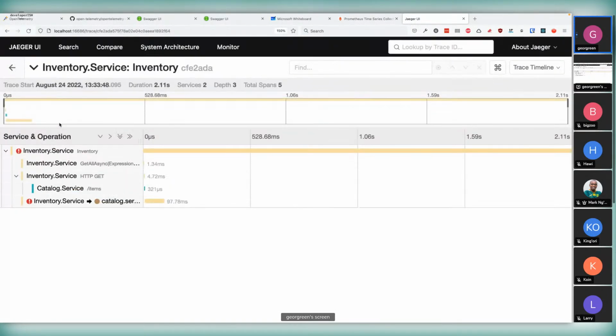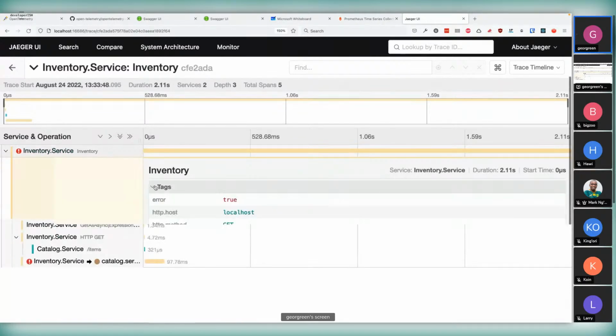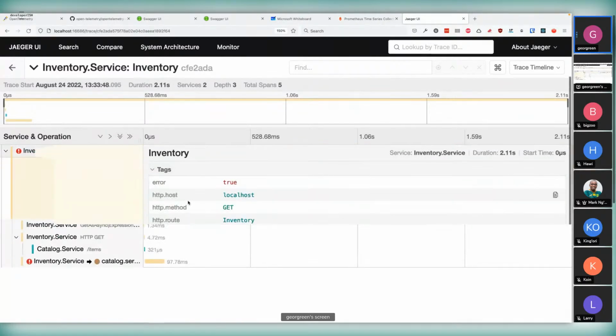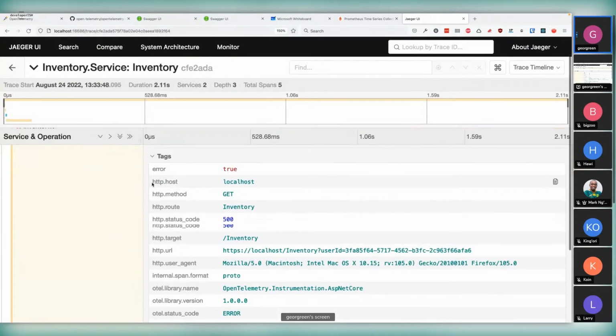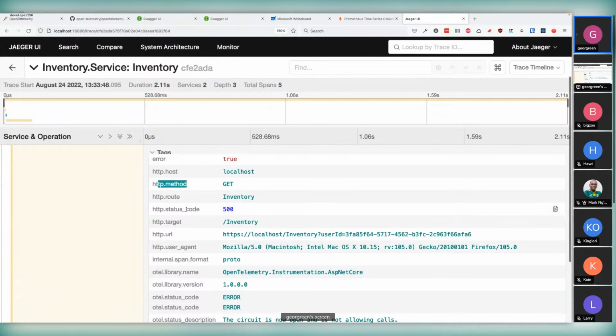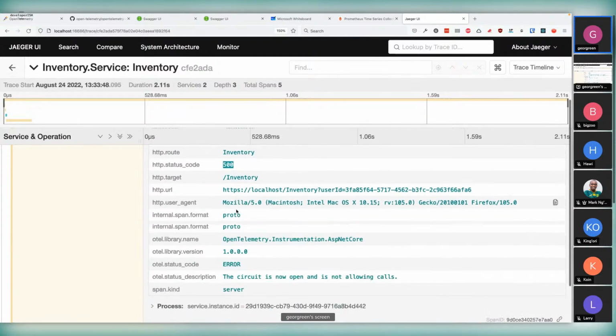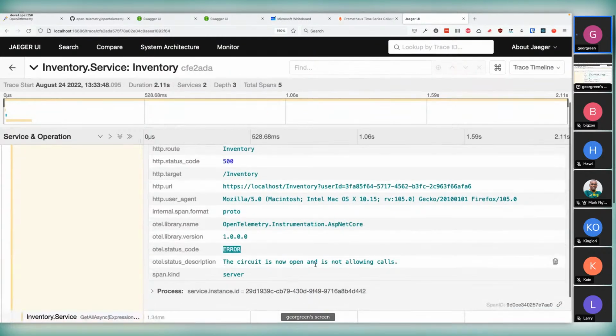But as you can see here, there's this operation that happened, aka a span. There's this span that shows us that we can look at the attributes that this span has. We can see it has some context tags, things that describe this operation. This operation happened on localhost. It was a get. And okay, even the route, and we can see we had a 500 here, and some other interesting stuff too. Oh, we can see that there's an error here, and there's a description of, oh, this circuit is open now. Okay, that's interesting.